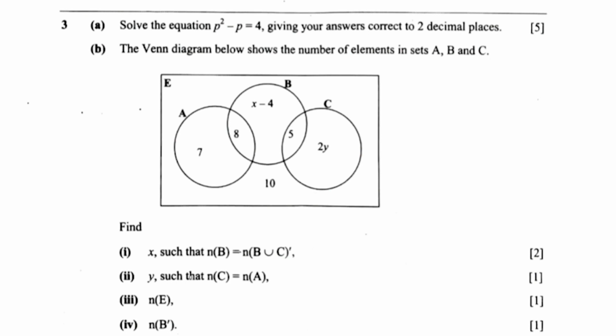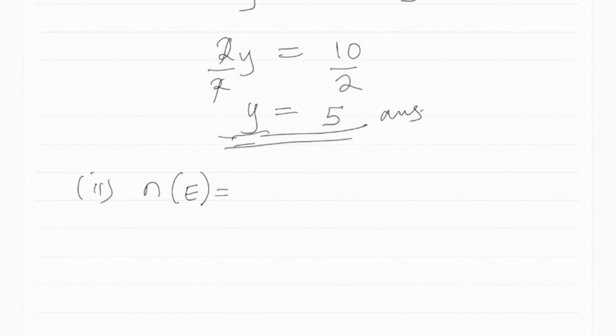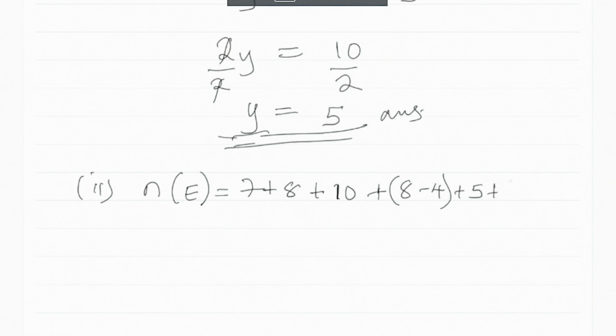We need to find the number of elements in the universal set. That symbol stands for the universal set. So meaning, having found the value of x, having found the value of y, then we can add all the elements in the universal set in the given diagram. So what are these elements? We have 7 plus 8 plus 10. I'm sure you're able to follow from the diagram. Plus, since we have found the value of x, 8 minus 4, then plus 5 plus 2y.